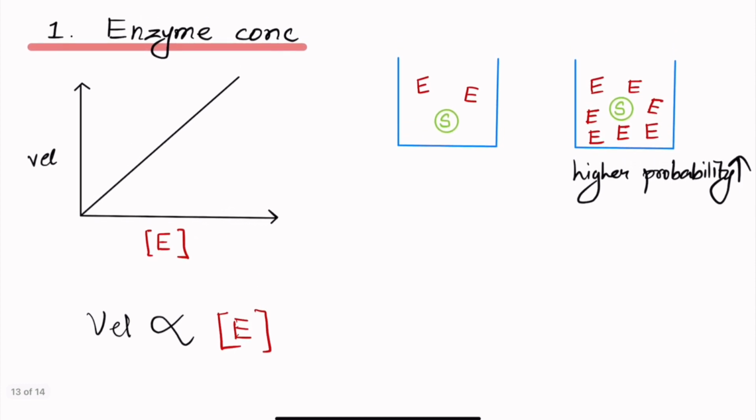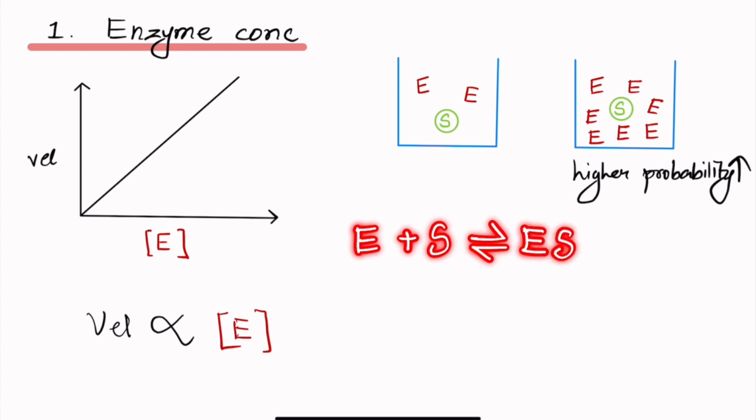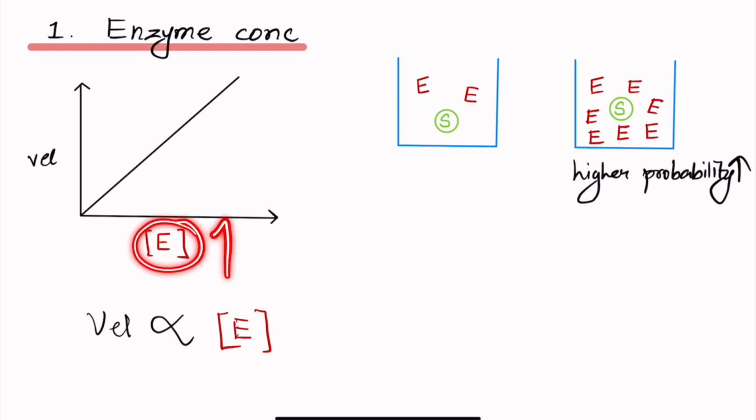So the first is the concentration of enzyme. The relationship between the concentration of enzyme and the velocity of reaction is very simple. As the concentration of enzyme increases, the velocity of the reaction increases as well. Let's look at this reaction. Enzyme plus substrate gives enzyme substrate complex. As you can see, if the concentration of enzyme is increased, the reaction in forward direction increases. And that is why, as the concentration of enzyme is increased, the velocity of the reaction increases.